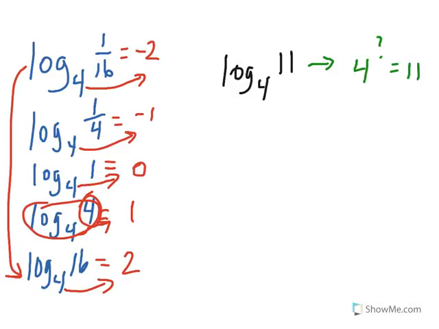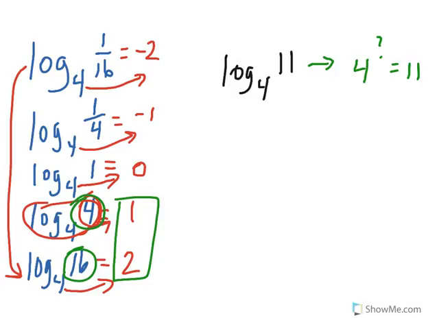It's one of those things we're going to have to either look up in a table or get the calculator to do. So if I look down here, well, 11 is somewhere between 16 and 4. So my exponent is going to be somewhere between 1 and 2. It's 1 point something, but I don't know what that is.